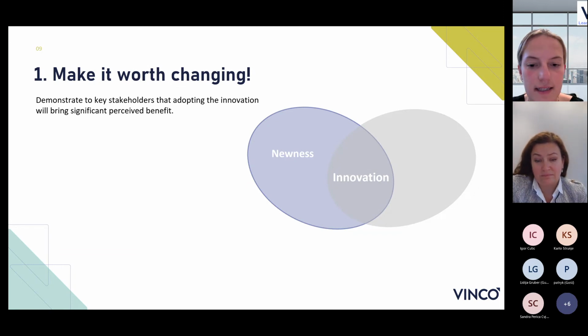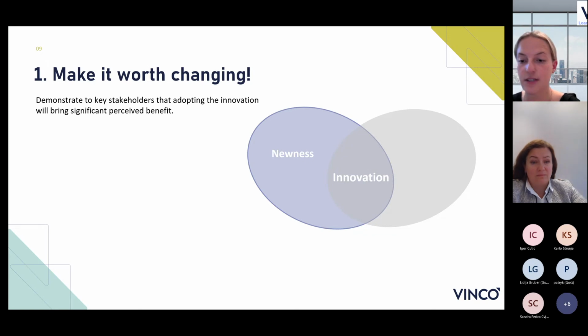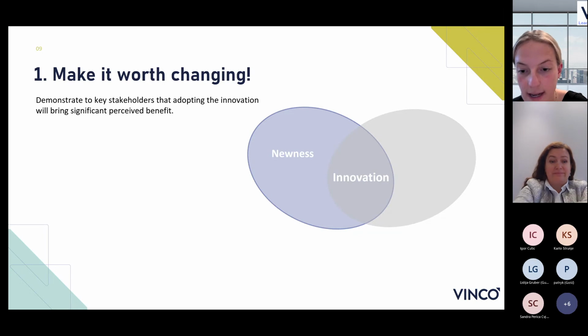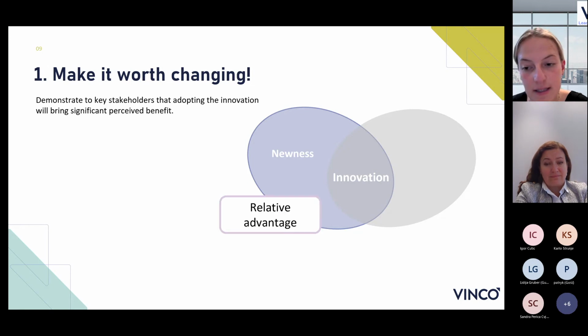So the first way to facilitate the change implied by an innovation and to drive its adoption is to make change worthwhile. So that relates to the newness component of an innovation. This means convincing potential adopters that the new way of doing things is more attractive than the status quo, and it will bring them significant benefit and advantage. So in theory, it might be obvious, but from a marketing point of view, guessing how people will value an innovation often remains challenging in practice.